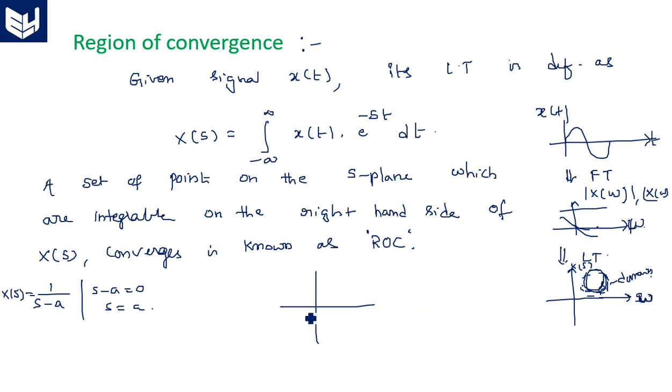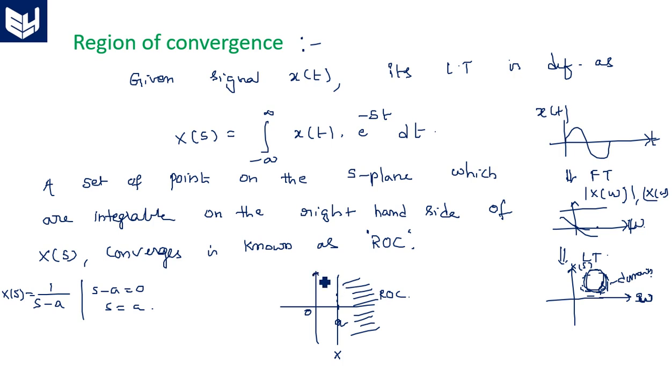That means s equal to a, which is a positive value. It may be anywhere here. This is a. So draw a vertical line along that a. Now just remove this a, and all the values above it are nothing but the ROC. So this is the region of convergence of the given signal X of s equal to 1 by s minus a, other than this a, because that a is nothing but the pole of the given signal.